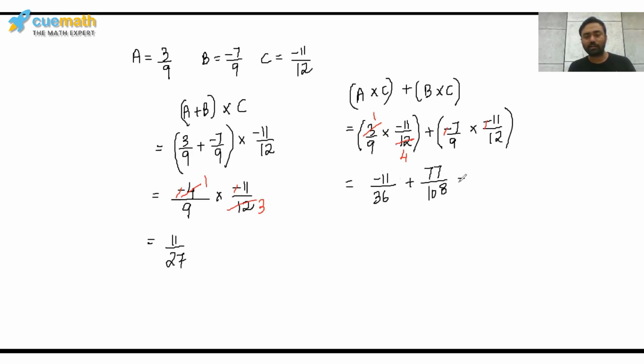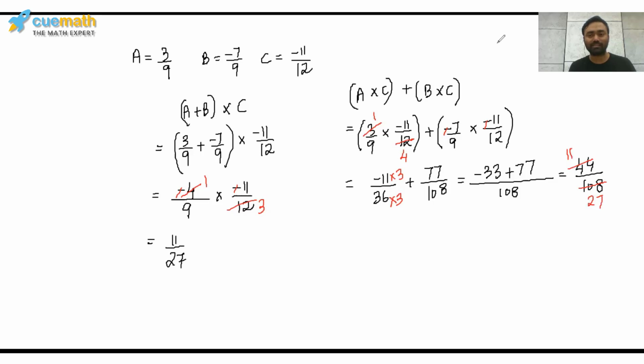We know that the denominator will have the LCM, which is 108. So 36 times 3 would become 108. So negative 11 will also be multiplied by 3. So negative 11 times 3 would become negative 33 plus 77, which would give us 44 over 108. If we reduce the fraction again, we are going to get 11 over 27.